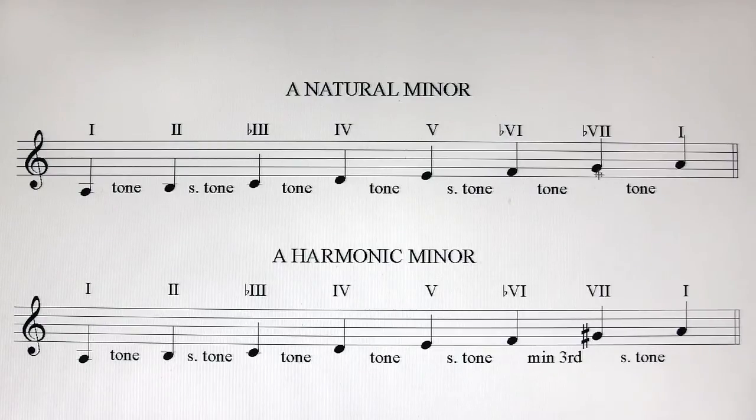From flat 6 to flat 7 in natural minor we have a tone, and as we've just said, from flat 6 to 7 in harmonic minor we have a minor third interval. A minor third interval, by the way, is 1½ tones, which is 3 semitones or 3 half steps. Because of this alteration to this 7th degree, it now creates a semitone from the 7th back to the 1st, whereas we've got a tone in this scale.